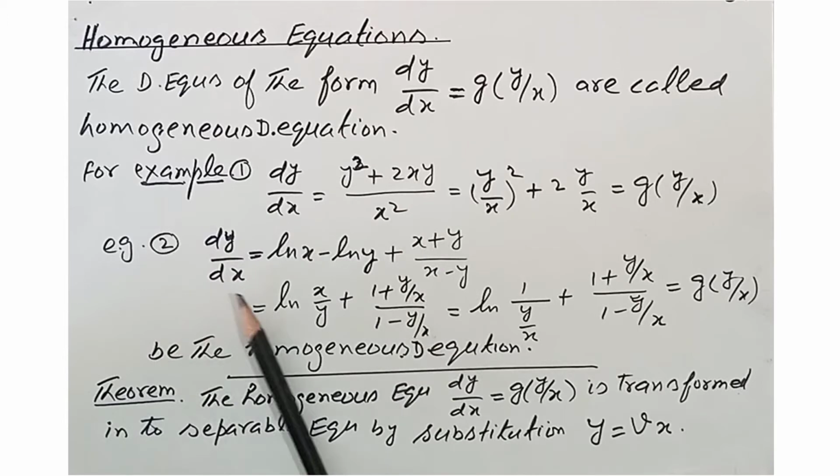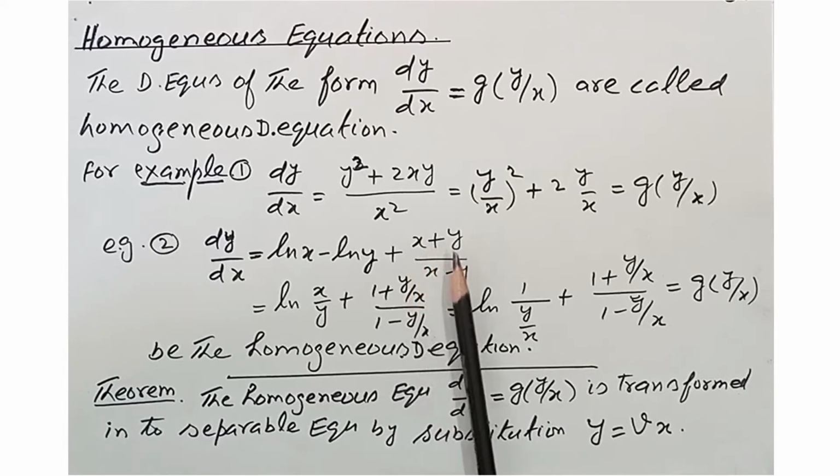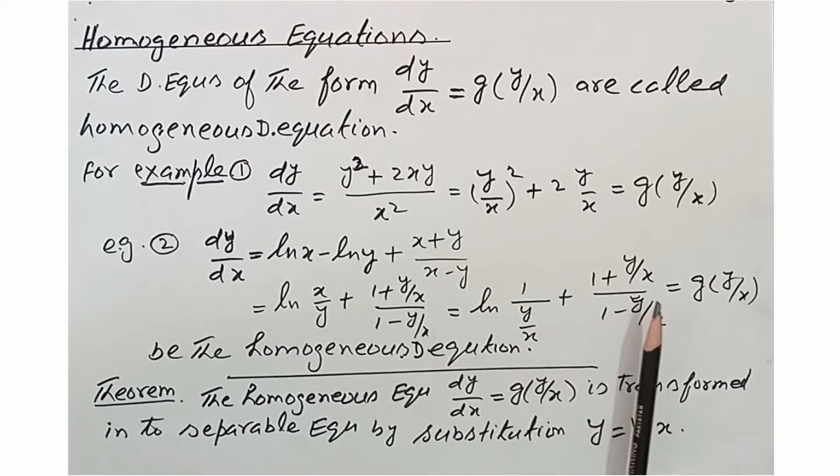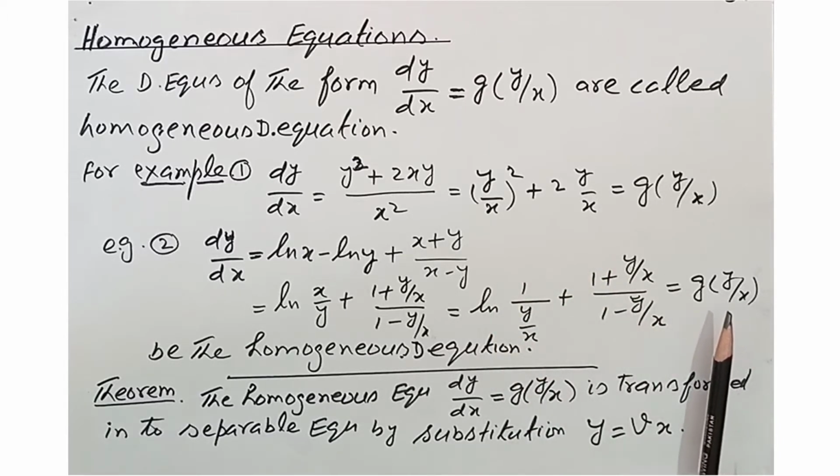Example number 2, dy by dx equal to log x minus log y plus x plus y divided by x minus y. By property of log, we can write this as log of y over x, and dividing this term and this term by x, this is 1 plus y by x, and this becomes 1 plus y over x. So we can write this as log of 1 over y over x. This term can be written as 1 over y over x. So you see this whole term is a function of y over x. So this is the homogeneous differential equation.